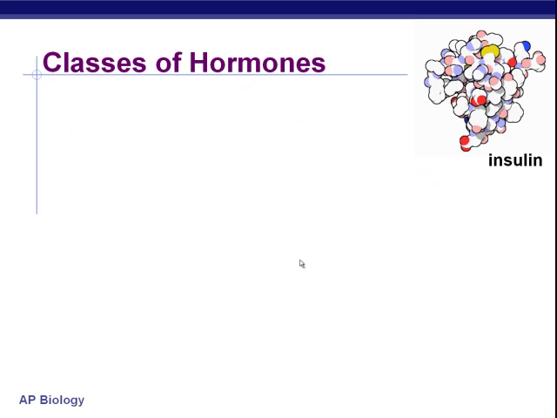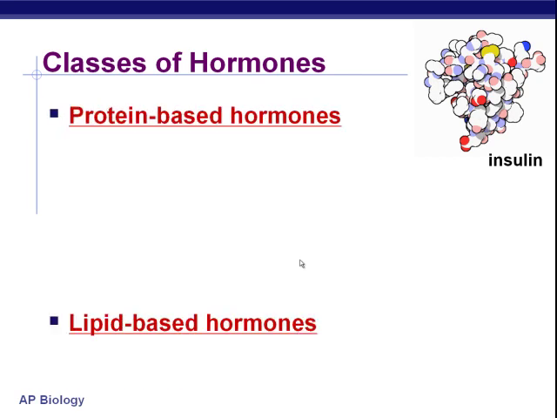Okay? Now, there are two major classes of hormones you need to talk about. One is proteins and one is lipids. So one class of hormones is made of protein and one class of hormones is made of lipids.